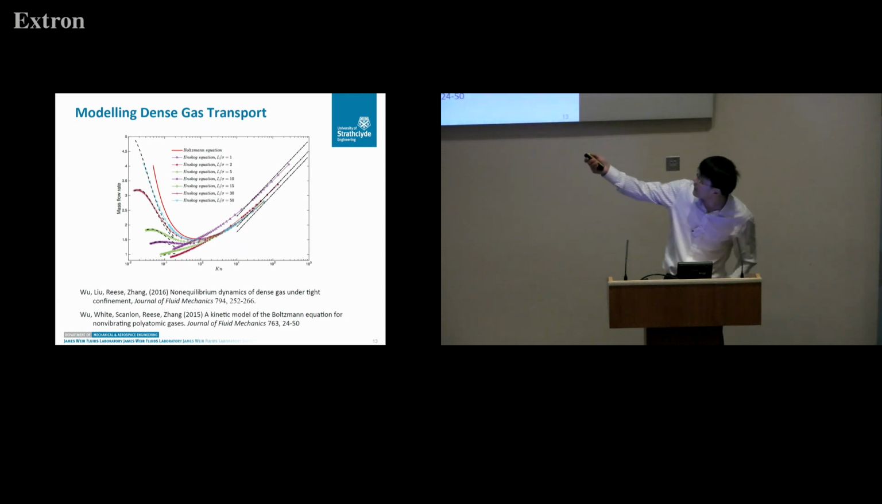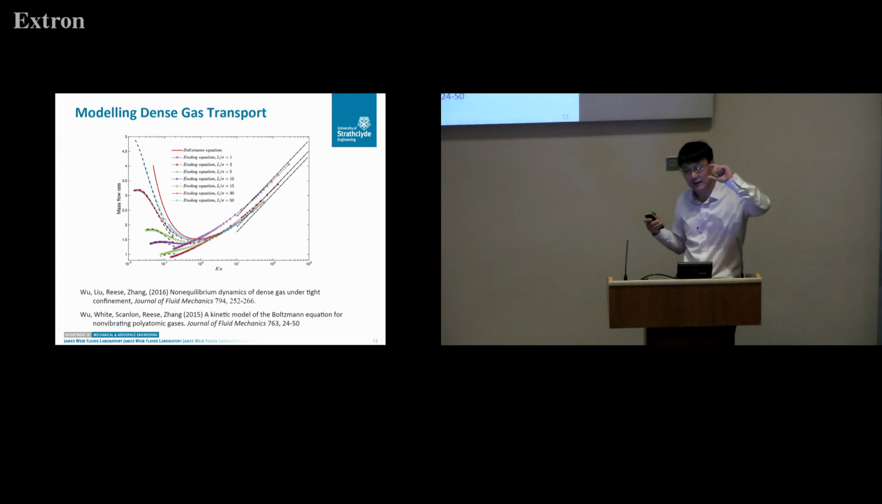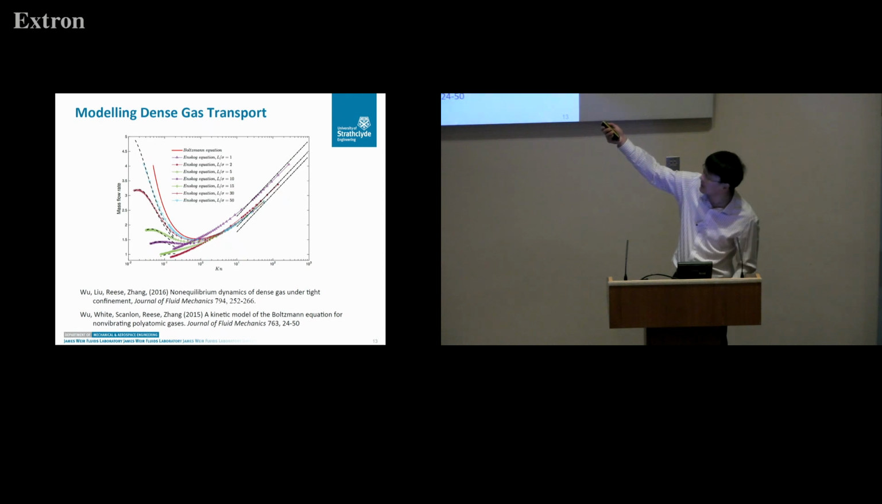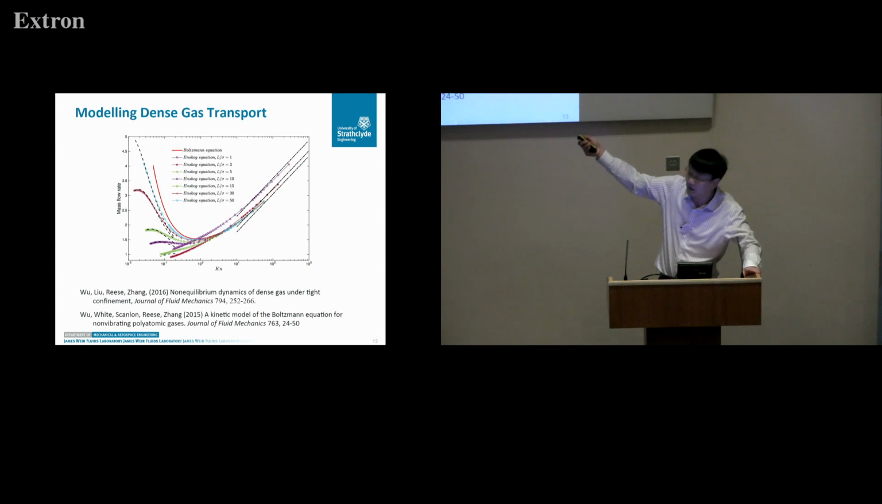This red line is the mass flow rate against Knudsen number again. The red line is the Boltzmann solution, the full nonlinear Boltzmann solution. And this is the Enskog solution. You consider different L over sigma, which is the depth of the channel against the molecular size. So basically the depth is similar to the molecules. This is the so-called confinement effect.